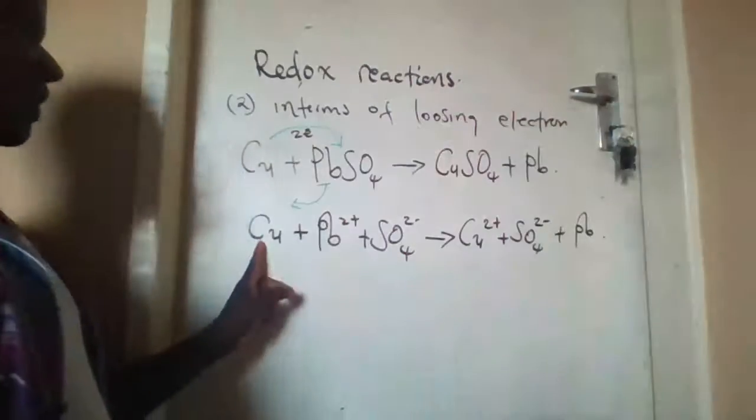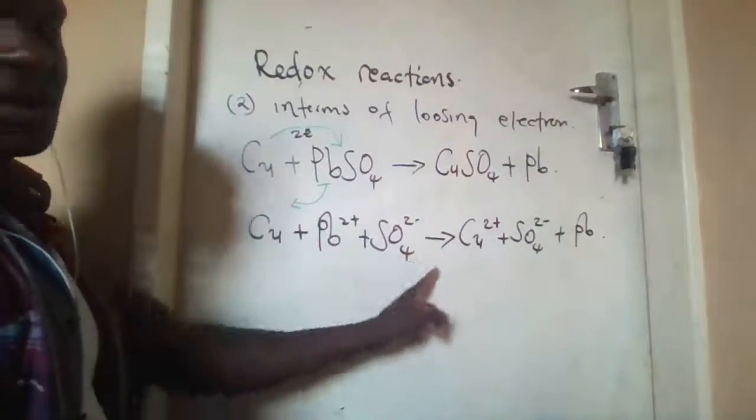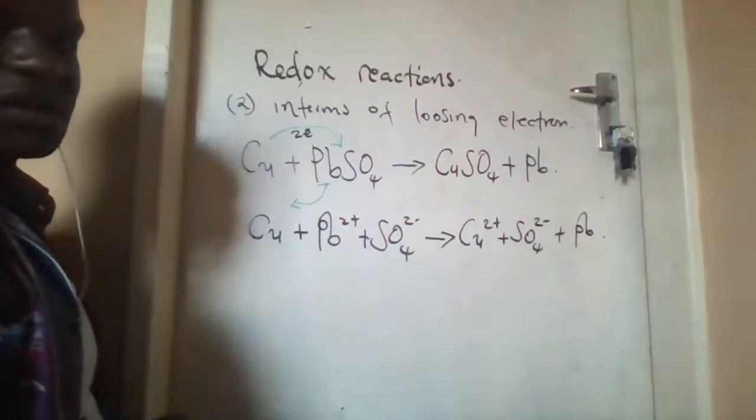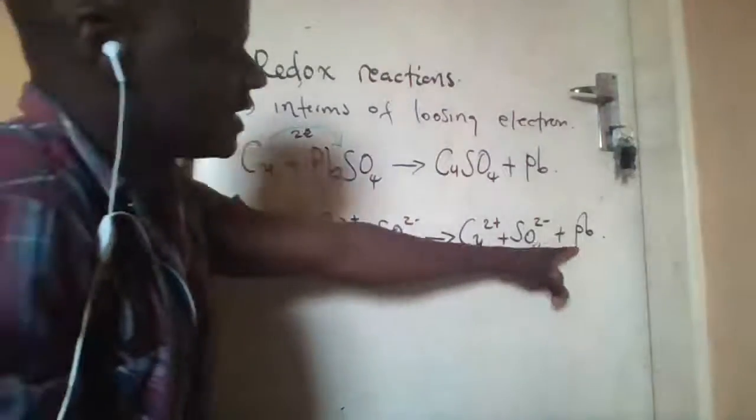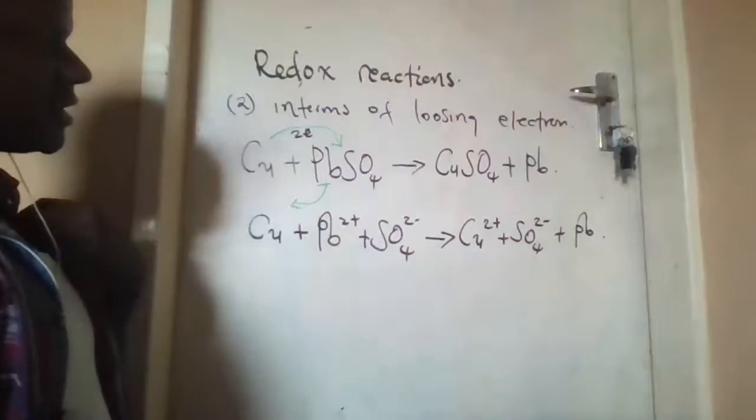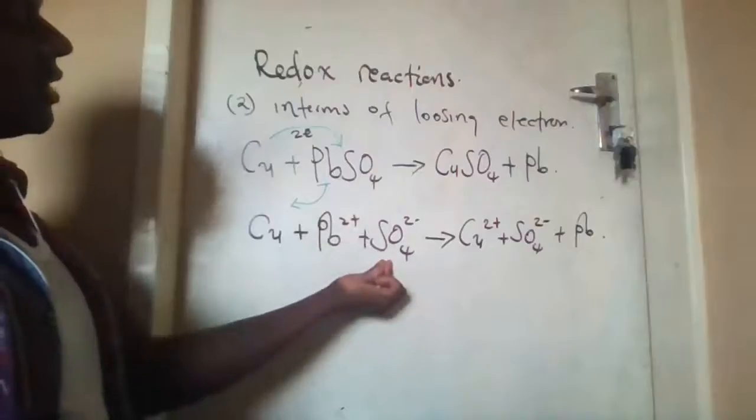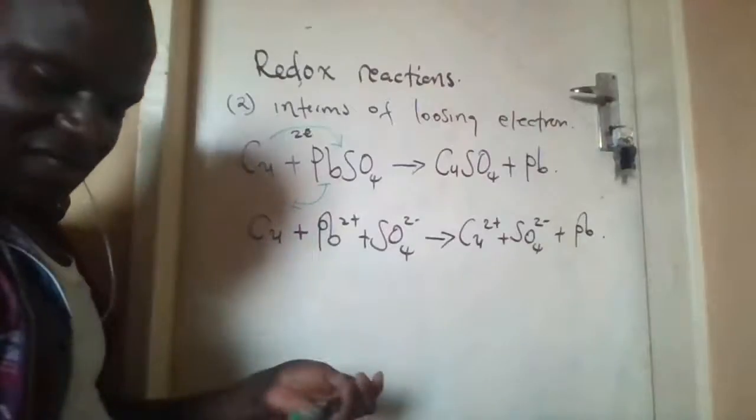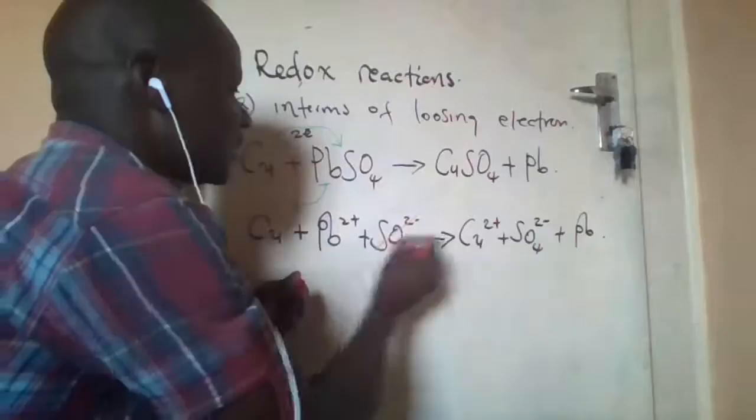Here, I've got Cu, no charge. This one here has a charge. So we cannot cancel them out, because this one is charged and this one is not. What about lead? Lead here is charged. On the right hand side, the lead is not charged. We cannot cancel them out. Speaking of sulfate, SO4 2 minus, we have it on the left. On the right, we also have it. So what do we say about this? The sulfate is a spectator ion, so we are going to cancel it out like that.